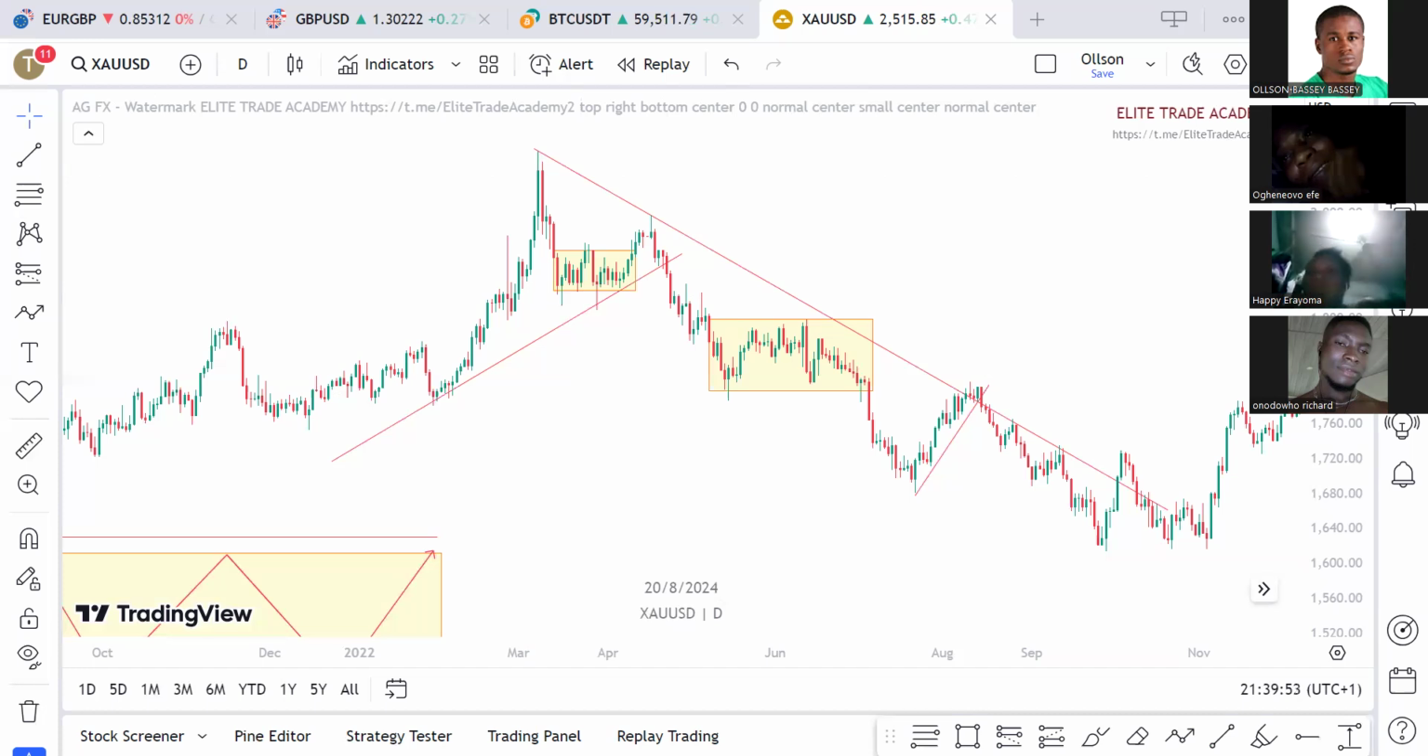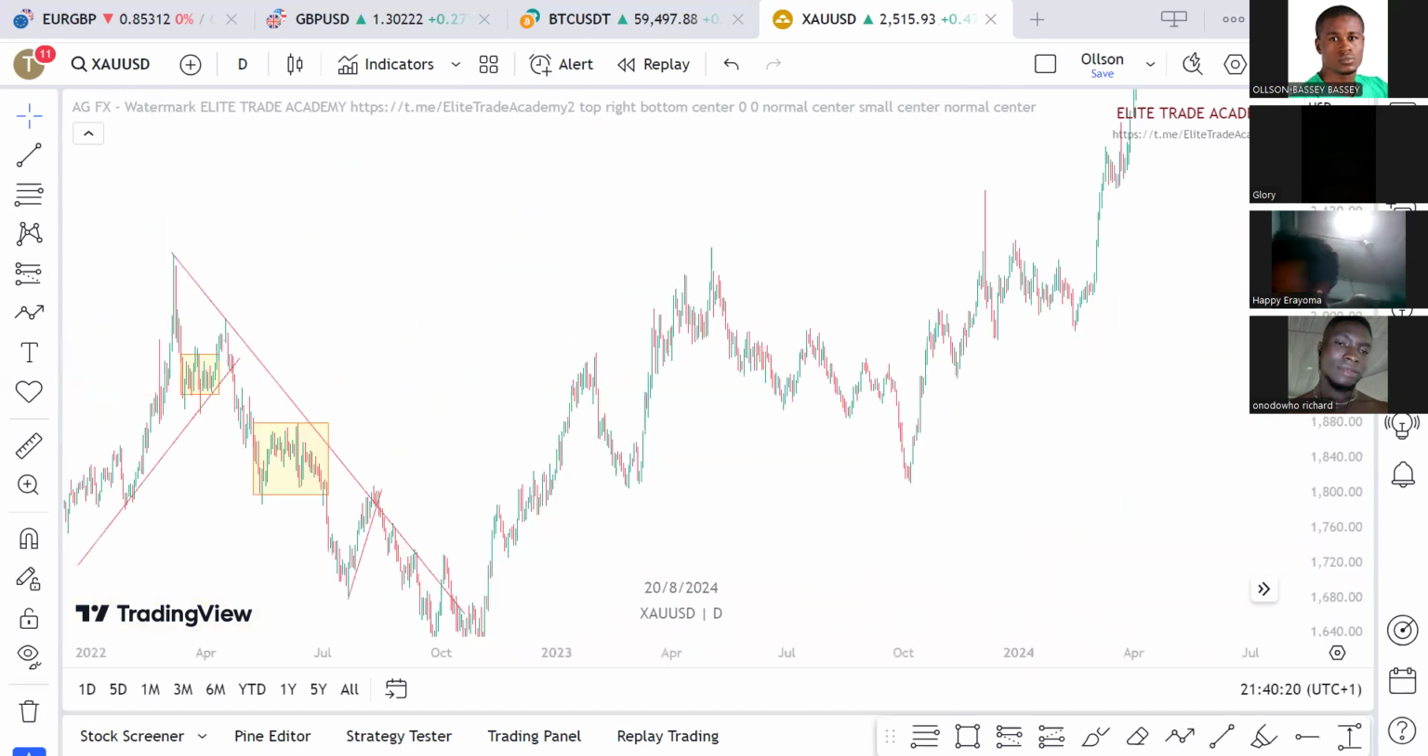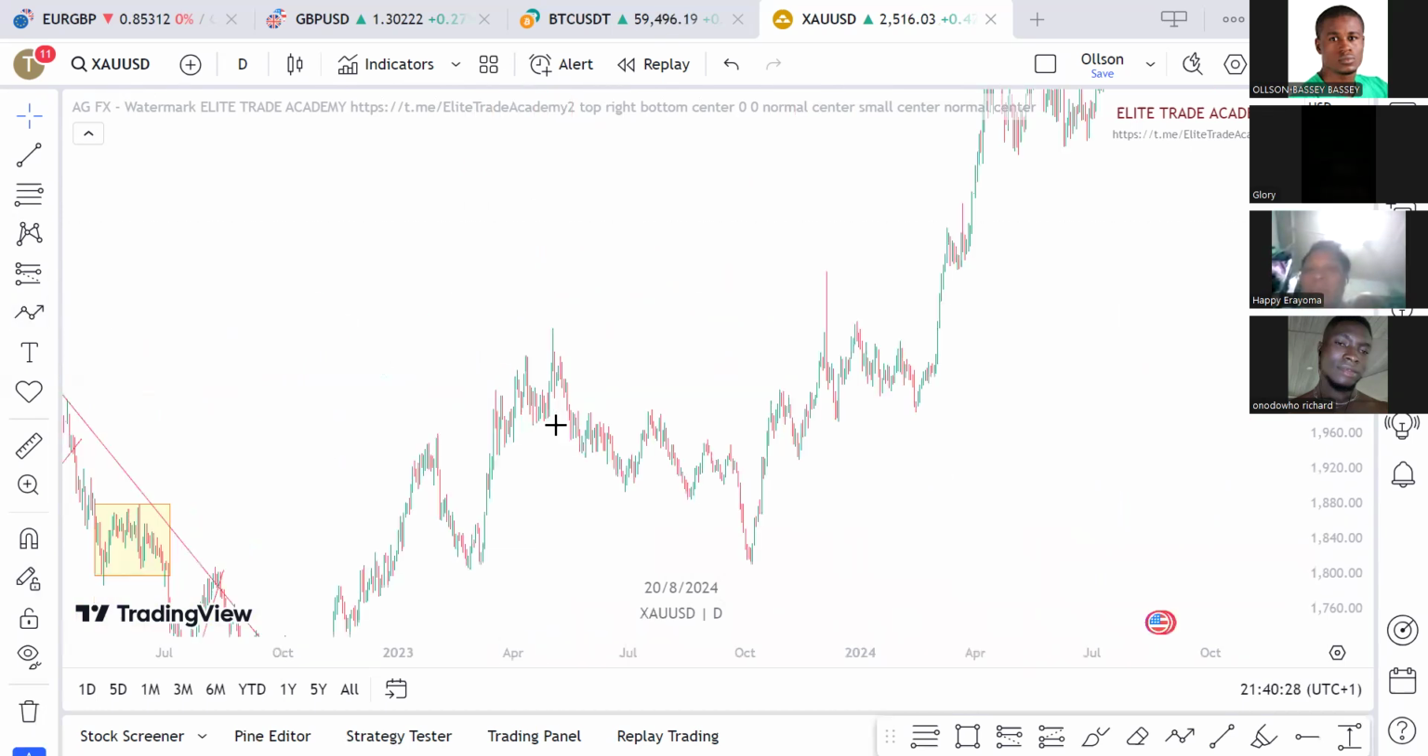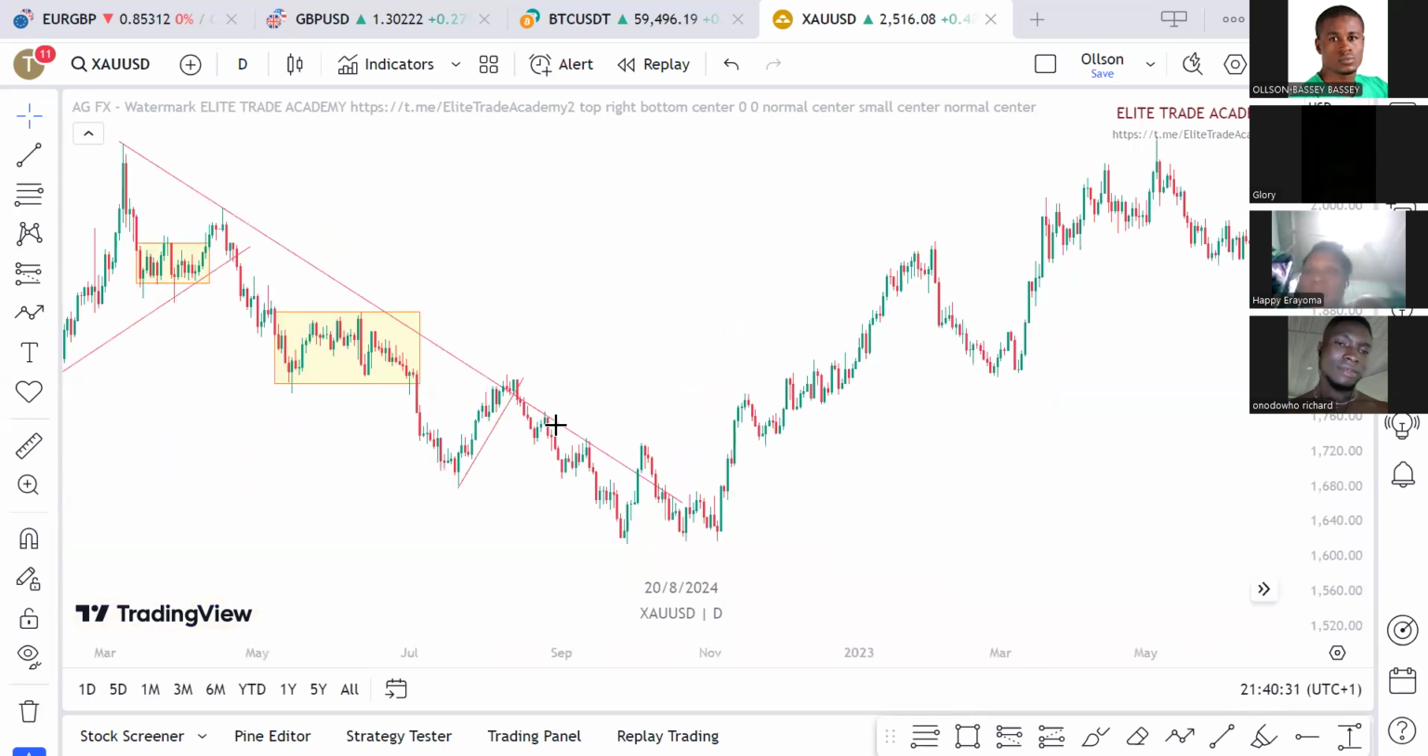Hello, sir. Yes, ma. I have a question. Please ask. I want to know the difference between invalidation and fake breakout, because I cannot spot it. Okay. I wouldn't like to go into that topic now for the sake of the new people, so as not to give too much information, but I will touch it a little. Invalidation and fake breakout, right? Yes.